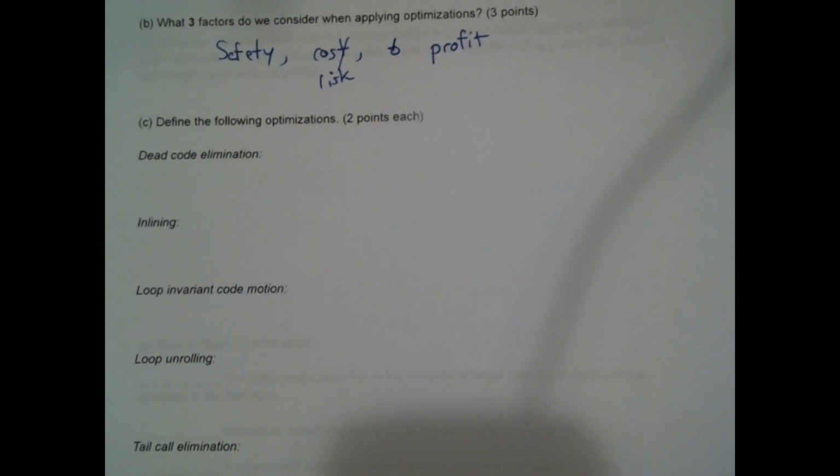So then on to part C, define the following optimizations, 2 points each. So this is really just definitions of these optimizations. So instead of writing here, I'm just going to talk through each of them. So dead code elimination is where we remove code that is no longer used. Inlining would be taking the body of a function and inserting it into the place where the function call is, thereby eliminating the function call. Loop invariant code motion is moving something outside of the loop.